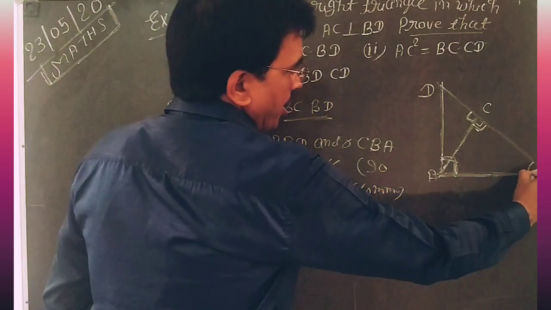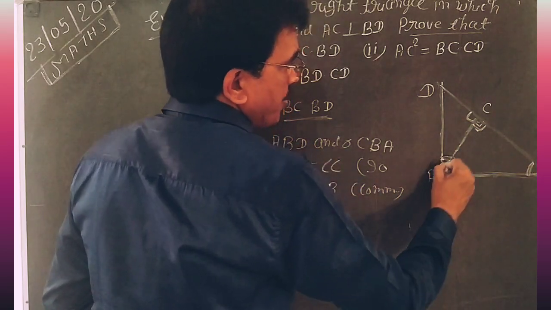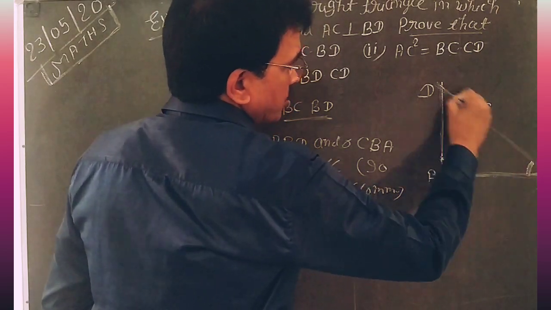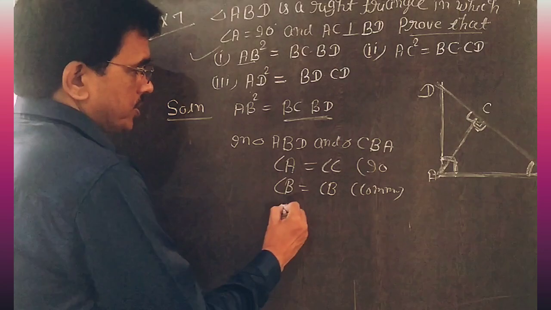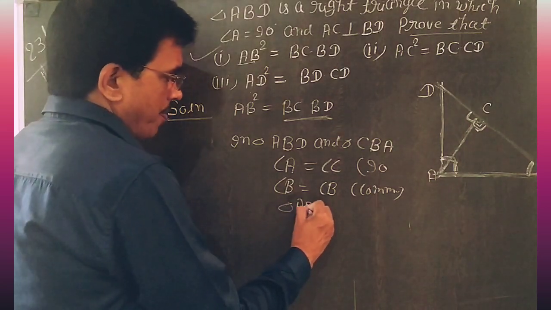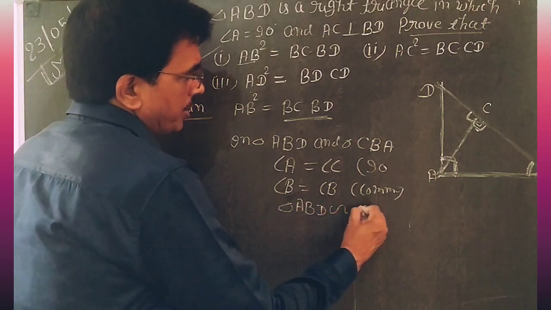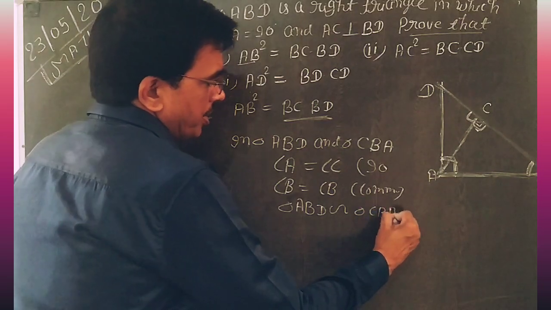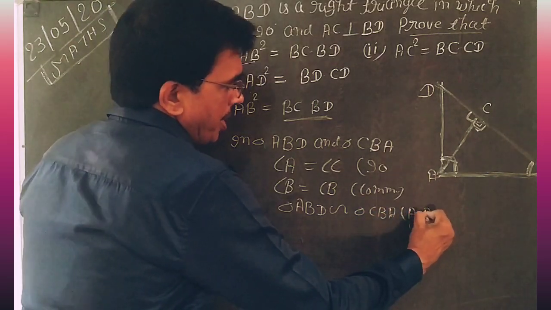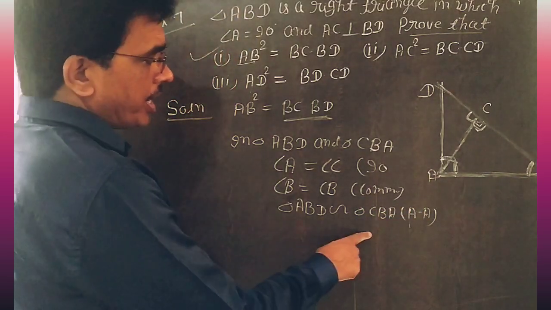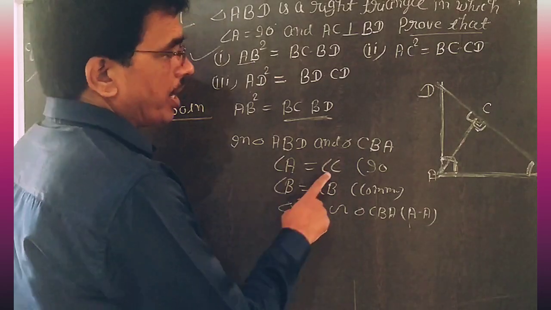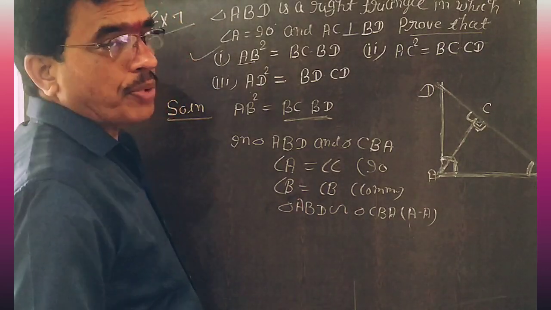This B is also in triangle ABC and this B is also in DBA. So triangle ABD is similar to triangle CBA by property A. If triangles are similar, then according to angle, you can find their corresponding sides.